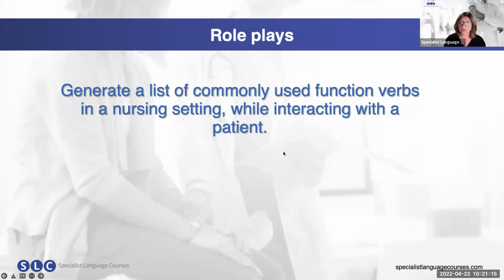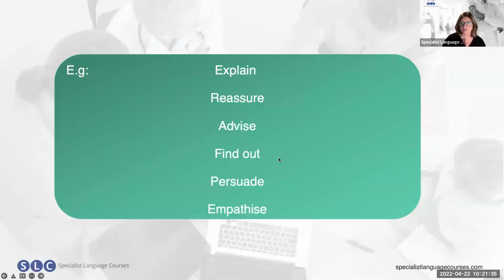So initially, we can generate a list of commonly used function verbs in a nursing setting. Function verbs that would be used while interacting with a patient. Of course, there's an enormous amount of verbs that can be used. I have just chosen 6 here. So generally in role play, nurses are required to explain things, be reassuring, give advice, find out information, possibly persuade a patient in certain circumstances, and regularly empathise.